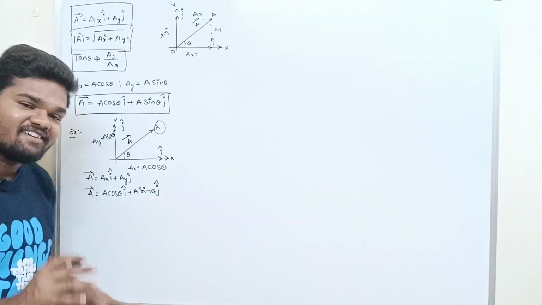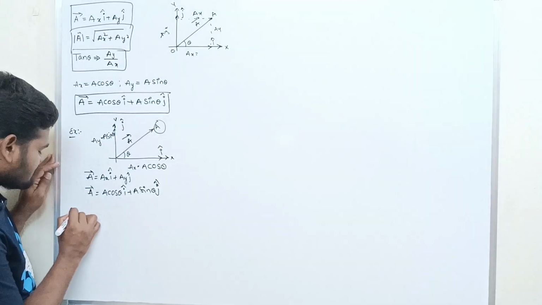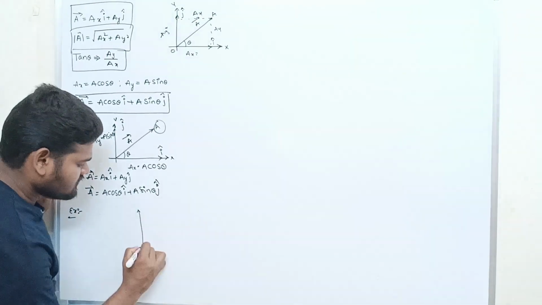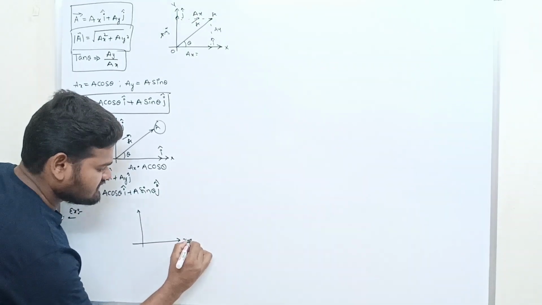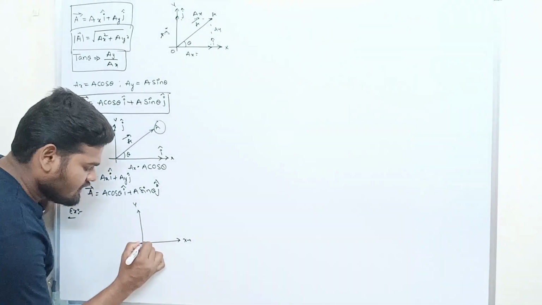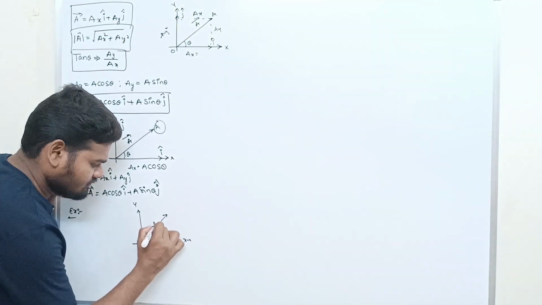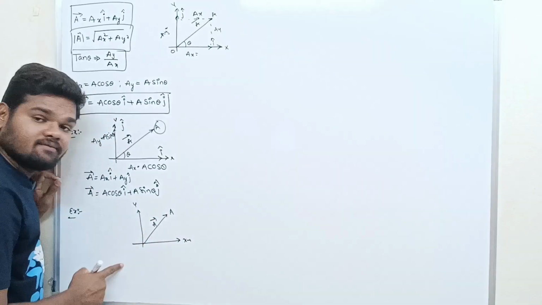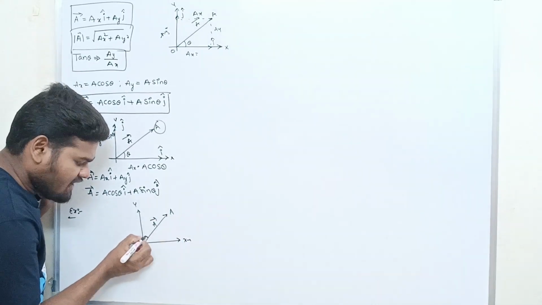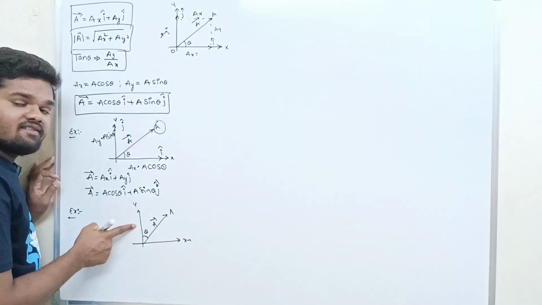Any problem? Right. I'm just taking a second example. This is the x-axis and this is the y-axis. This is an A bar vector and its magnitude is capital A. At this time, the A bar vector is making an angle theta with the y-axis.